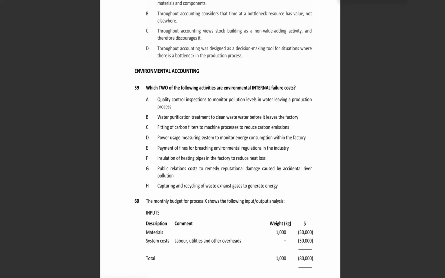Now E, payment of fines for breaching the environmental rules in the industry. So we have done the things. Now we have to pay the cost. So we have polluted the environment, or we have damaged, or we have violated the rules and regulation. Now we are paying the cost. That is the environmental failure cost.